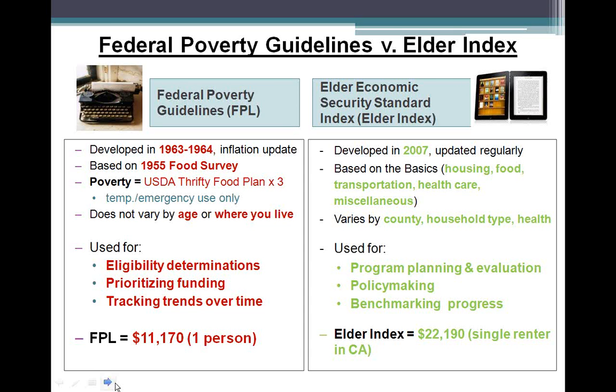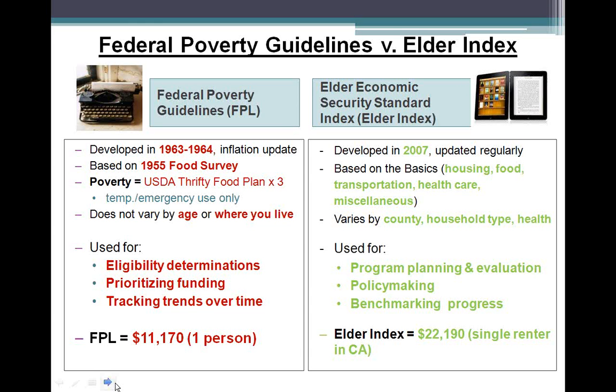of the Elder Index. And it's available at the county level, and in the case of Los Angeles, it's actually available for the city of Los Angeles, as well as the county of Los Angeles, minus the city. And it's been updated regularly. The most recent update came out in 2010. It's based on the larger basket of basic goods, not just food, but again, housing, transportation, healthcare, and miscellaneous costs.